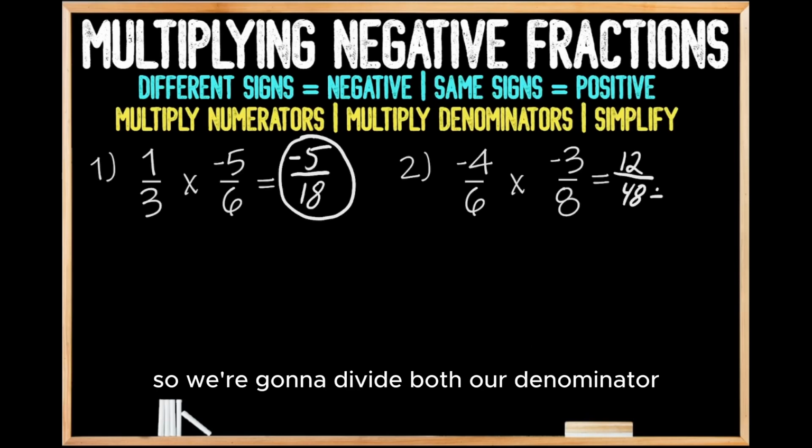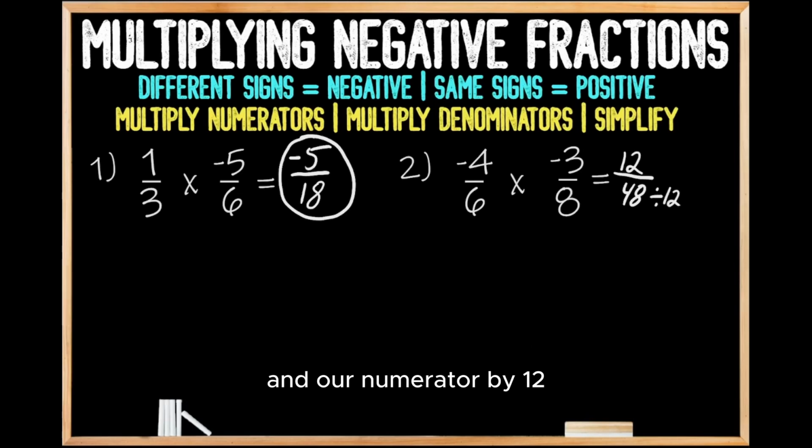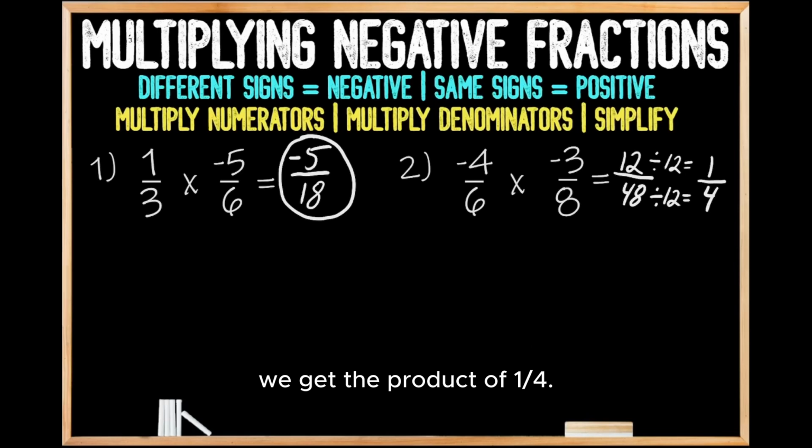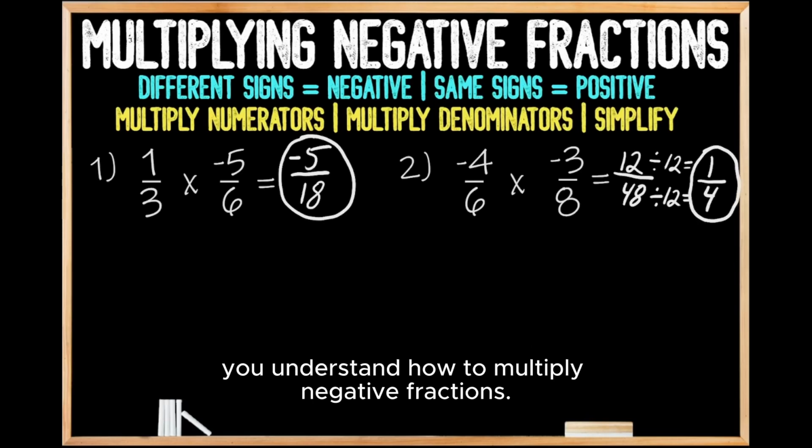So we're going to divide both our denominator and our numerator by 12 in order to simplify this fraction. For the denominator, when we divide 48 by 12, we get 4. And then for the numerator, when we divide 12 by 12, we get 1 for the fraction of 1/4. So when we multiply negative 4/6 by negative 3/8, we get the product of 1/4. So hopefully by now you understand how to multiply negative fractions.